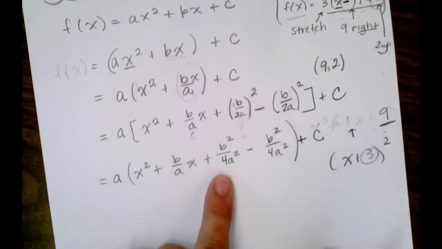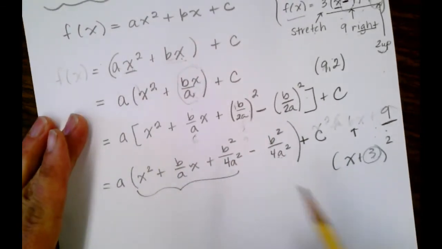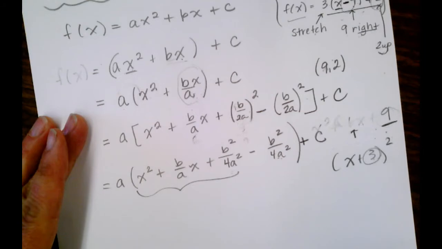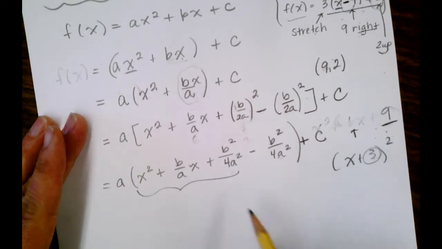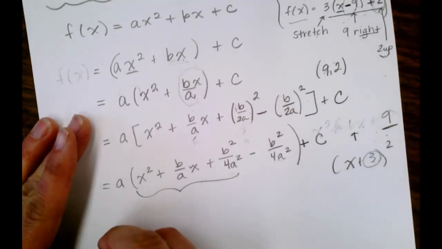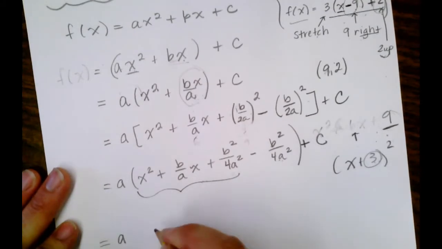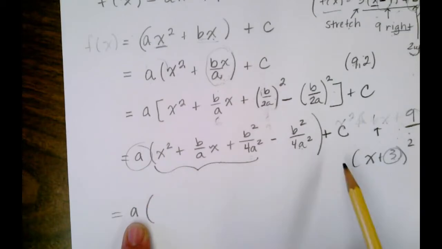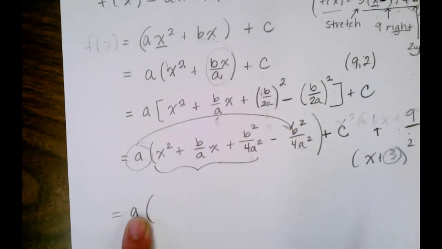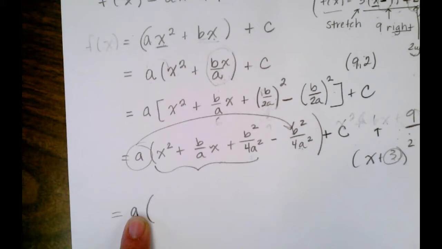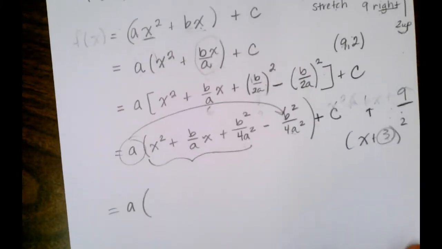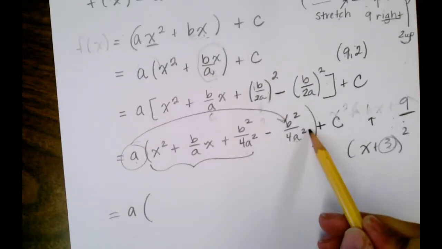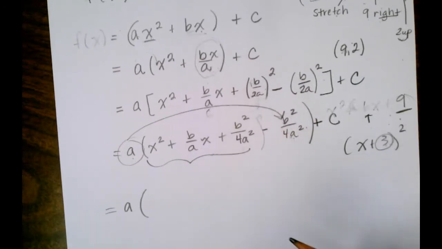Okay. So now I want to just look at this because that's my perfect square. So I need to have it kind of sitting by itself. So this is going to seem kind of weird. I'm going to distribute the a to just this term so I can take it out of the parentheses.